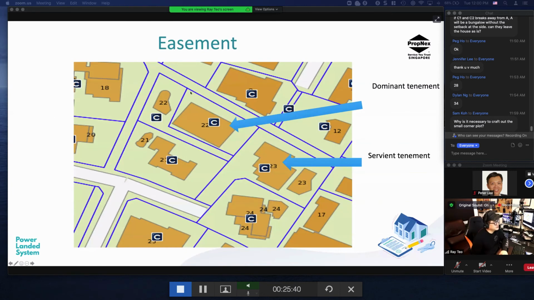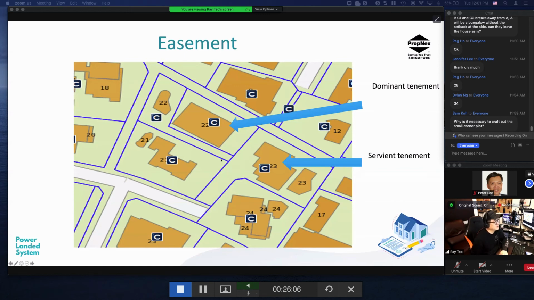He owns this land, but this land has no access to the road. There is a restrictive covenant on plot 23. Plot 23 owns this land, including this road, so plot 23 needs to give access to plot 22 to use its road. This is what I call easement.